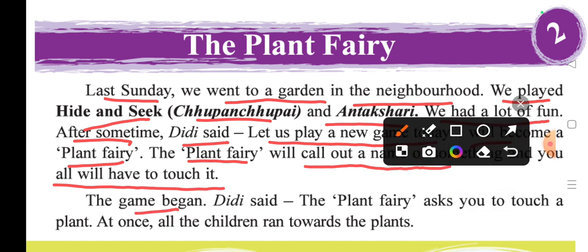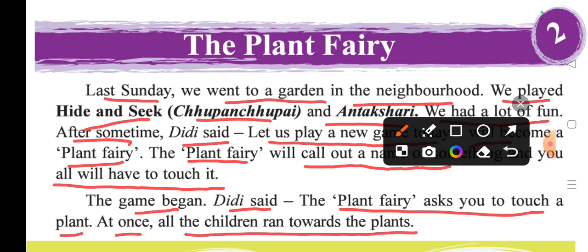The game began. Didi said, "The plant fairy asks you to touch a plant." At once, all the children ran towards the plants.